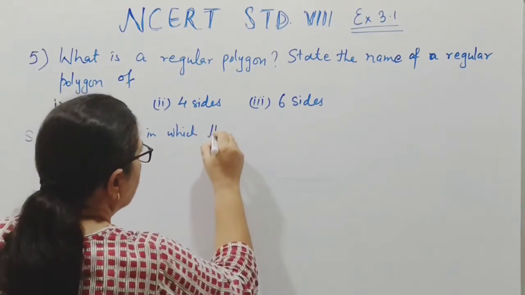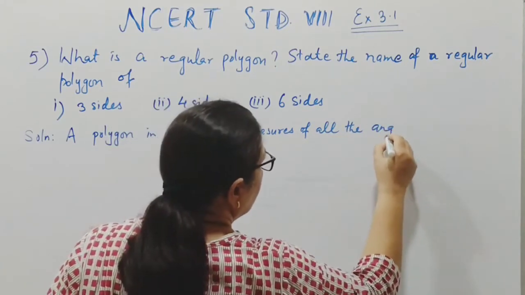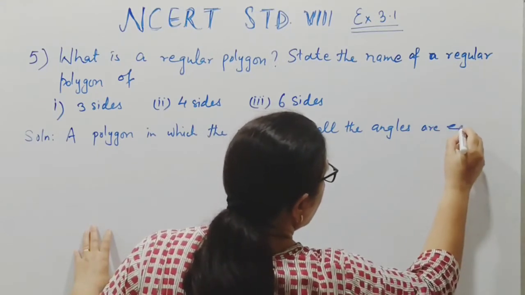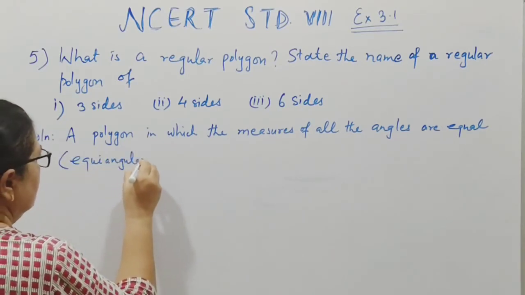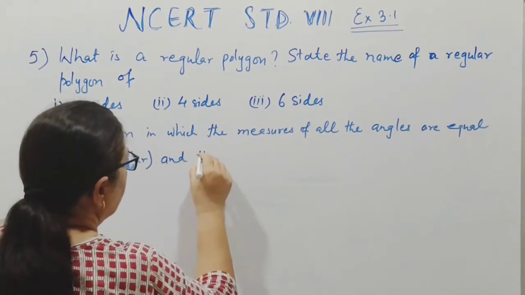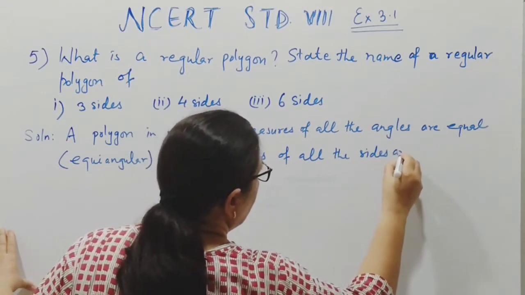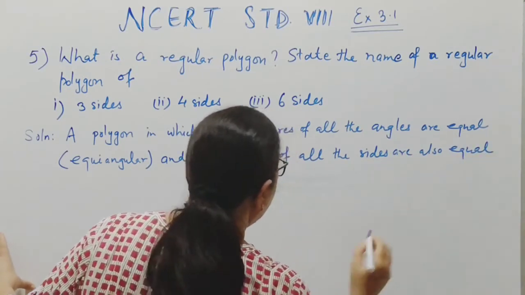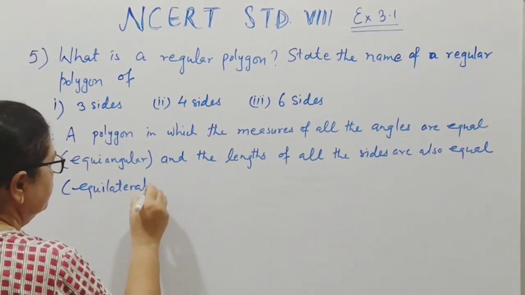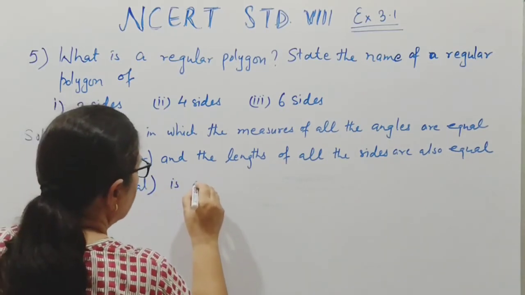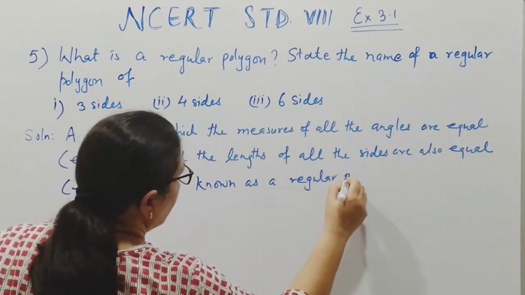A polygon in which the measures of all the angles are equal, that is equiangular, and the lengths of all the sides are also equal, that is equilateral, is known as a regular polygon.